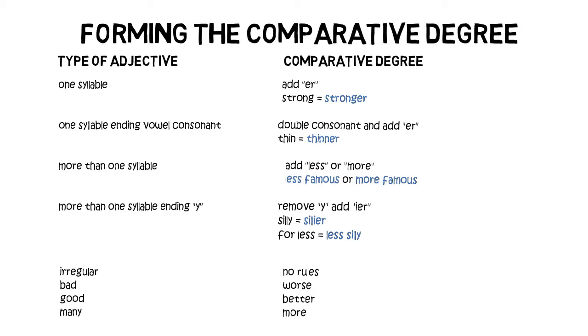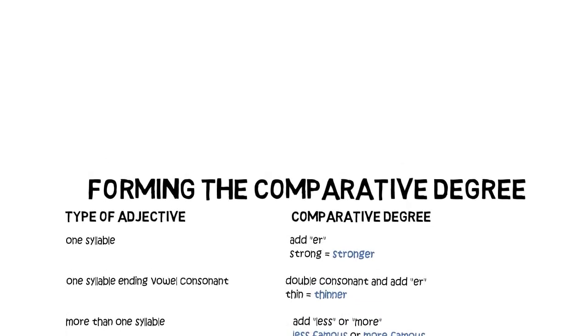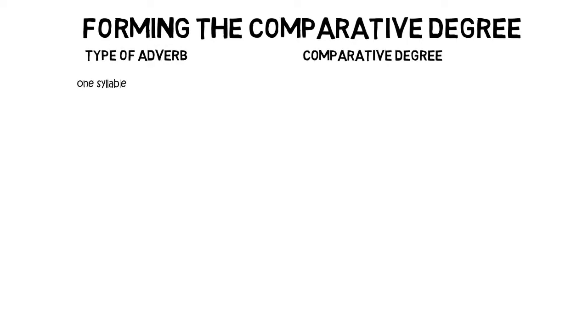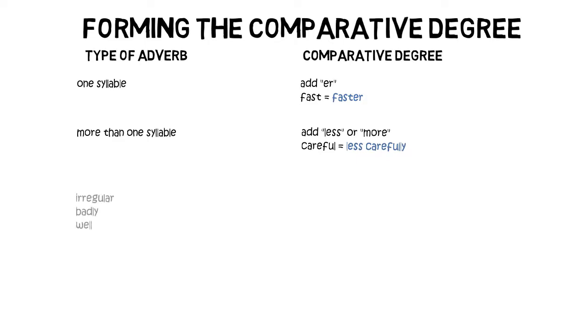And there are some irregular ones, like bad, good, and many. And there are no rules for these, you just have to know them. So those ones become worse, better, and more. And this slide is about forming the comparative degree of adverbs. So you can just pause this slide and have a look at those if you need to.